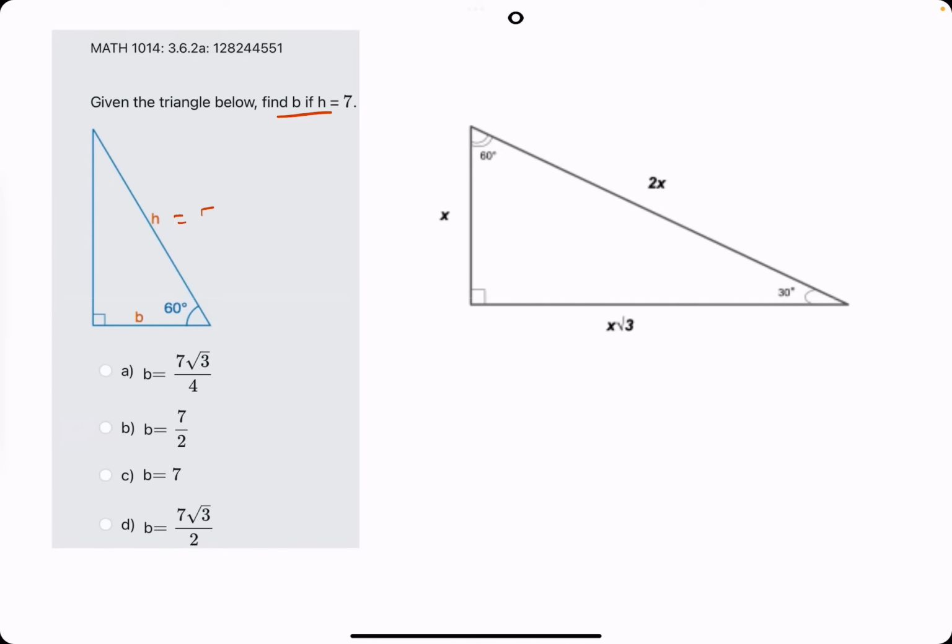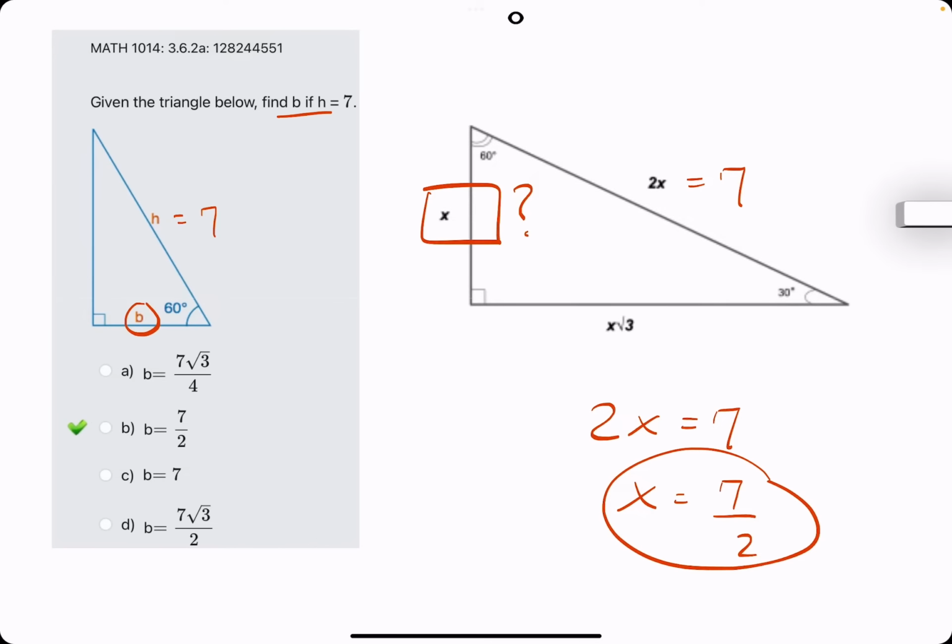Let's find b if h is 7. So if h is 7, the longest side is 7, and we're trying to find b, the shortest side, right? So if the longest side, 2x, is equal to 7, and we are trying to find x, let's divide by 2. 7 over 2 is equal to b, which is answer B, and when we broke out the eraser, we saw that B was our answer.